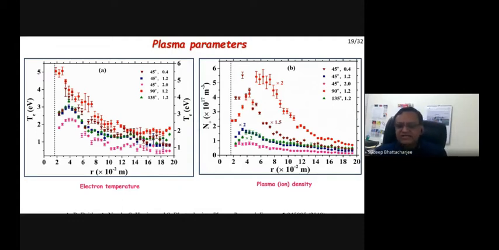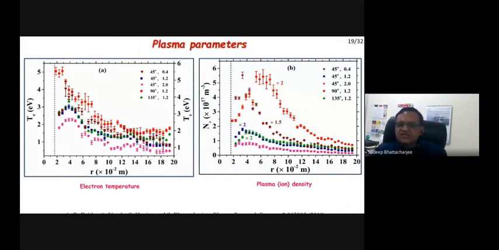The ion density shows very interesting effects. So look at this: the y-axis is the ion density, the x-axis is the radial distance from the magnet, and these 45, 90 are the polar angles, and 0.4, 1.2 are the pressure of the gas in millitorr. Here also in the left hand figure, 0.4, 1.2 are the different gas pressures in millitorr. Now coming to the density plot, we can see a very interesting feature.